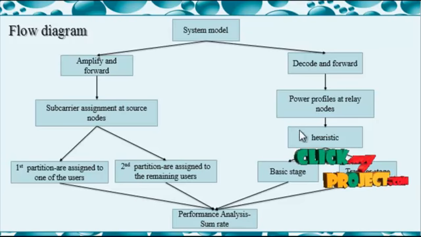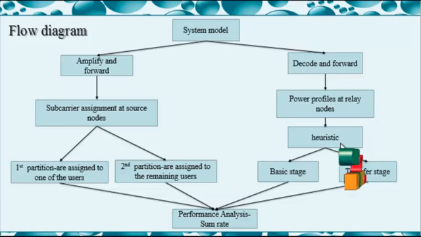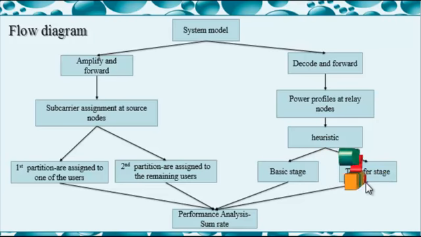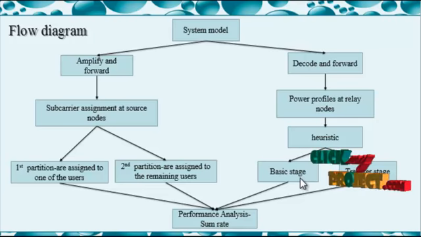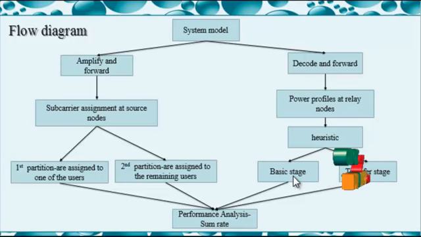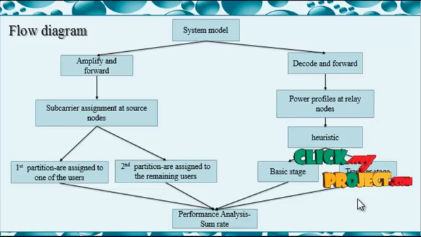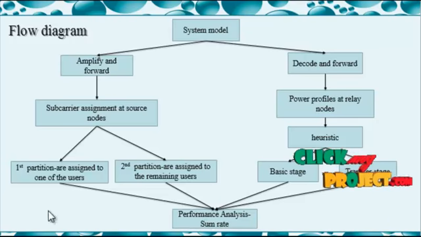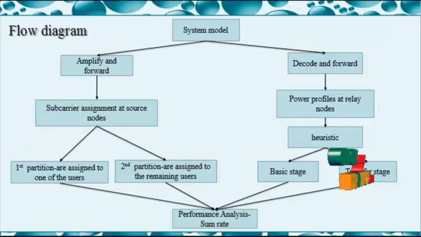In the heuristic algorithm, which is proposed to reduce the computational complexity, it is subdivided into a two-stage algorithm. One is a basic stage and another one is a transfer stage. In the basic stage, each user is assigned a subset of the subcarriers based on ordering functions. In the transfer stage, the subcarriers can be transferred between the users to maximize the weighted sum rate, finally calculating the sum rate for the performance analysis. So this is the flow diagram of the project.